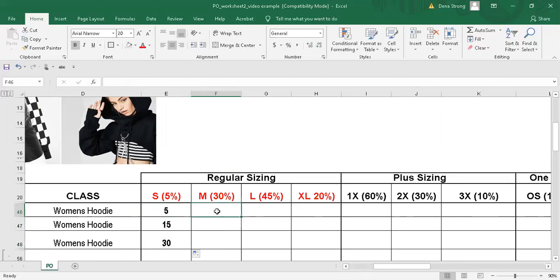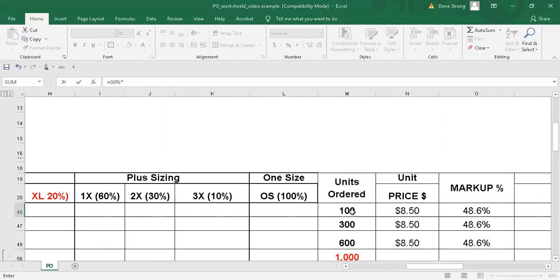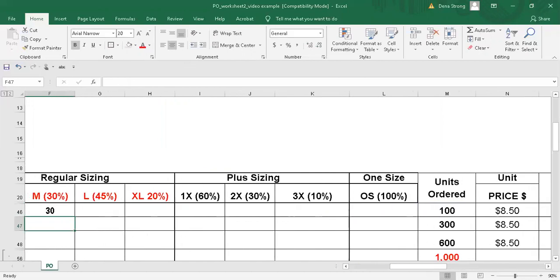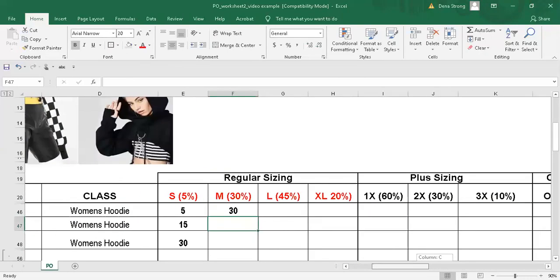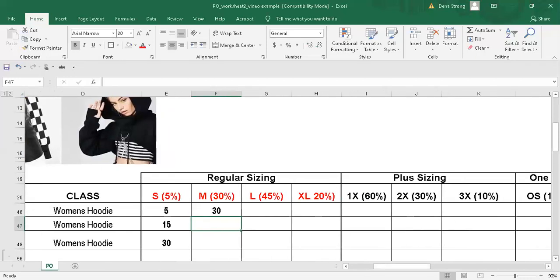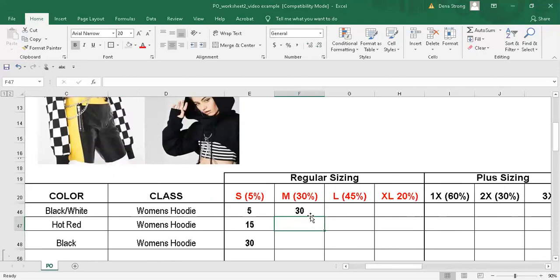All right, so let's go to the next size, which is going to be equal, the medium. 30% of our customers are a size medium, so 30% times, once again, we're gonna go to the units ordered. For the first one, 100. So that means 30 of our black and white graphic hoodies are going to be in size medium. Okay, so again, let's populate. Click the drop down to speed things along. So 90 of the red are going to be in a size medium and 180 are going to be in black.